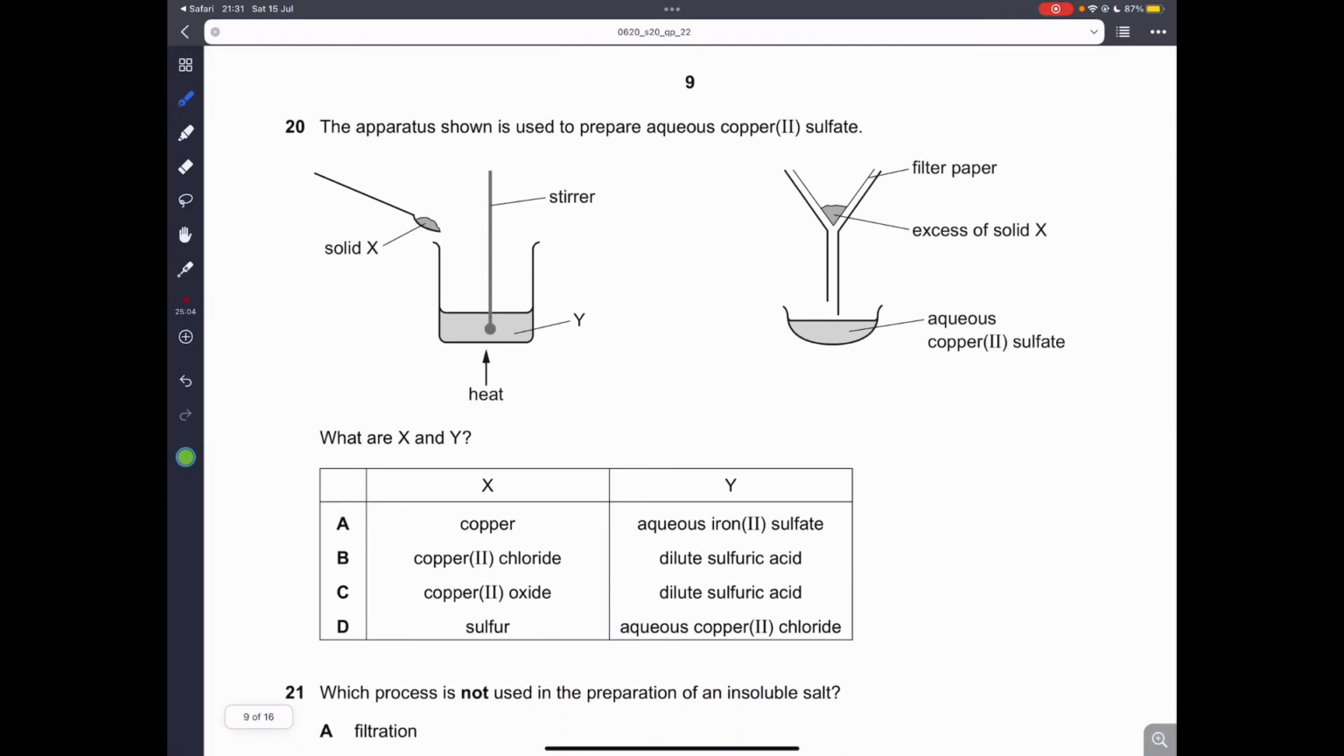Okay, question 20. The apparatus shown is used to prepare aqueous copper(II) sulfate. What are X and Y? We want to prepare copper(II) sulfate. So the solid we are going to add is an excess of copper oxide, and Y is going to be dilute sulfuric acid. So this is going to form copper sulfate. So it's going to be copper(II) oxide and dilute sulfuric acid.